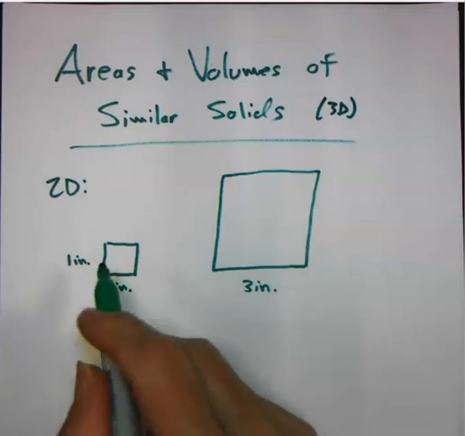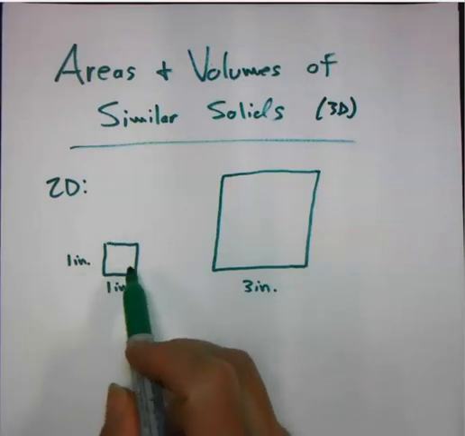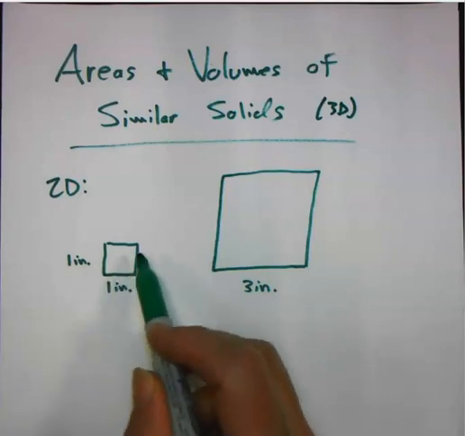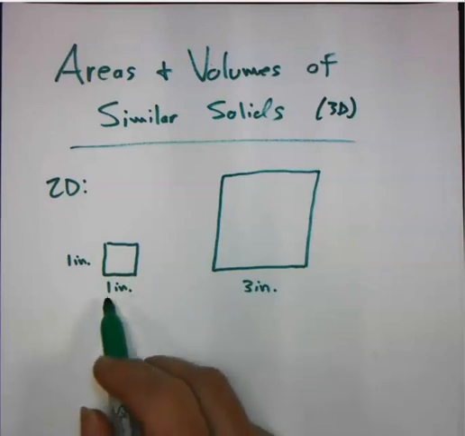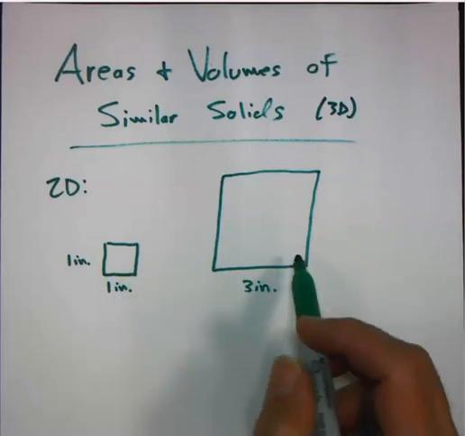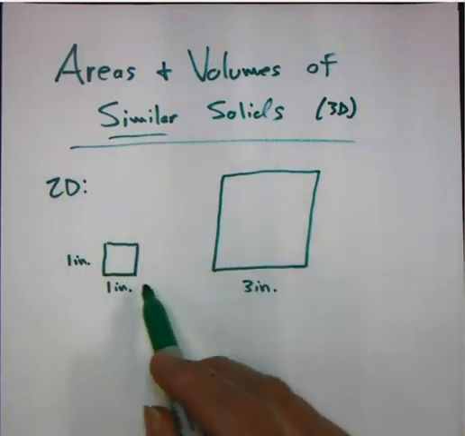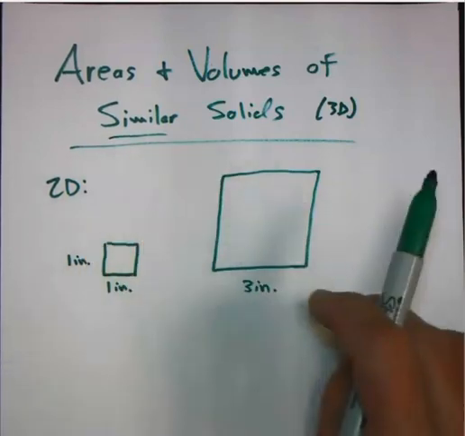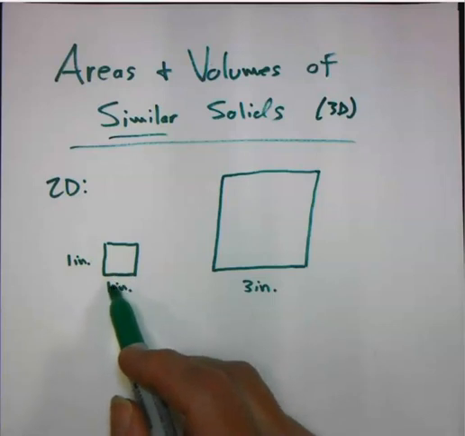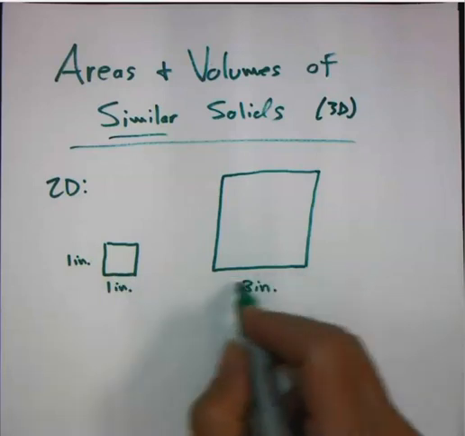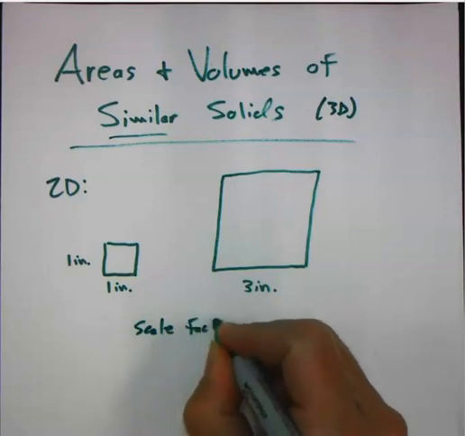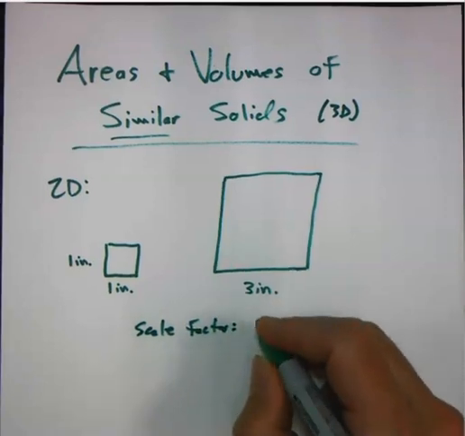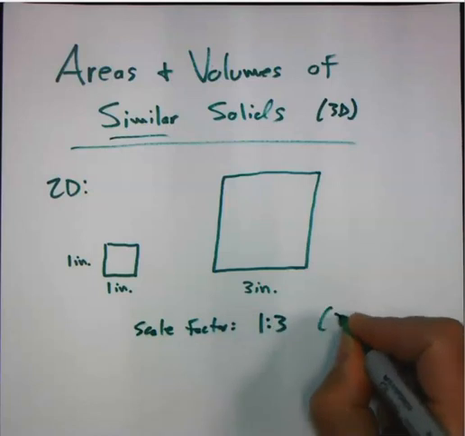If you've got one polygon, or really any figure, it could be a circle, could be funky, but let's look at the simplest thing, a 1x1 square. And I'm going to create another square. It's very important that it's just going to be a similar object. It's not going to be elongated like a rectangle. It's going to be another square, and so it's going to be 3 times the side length. So the scale factor is 1 to 3. Or you could say just the number 3.